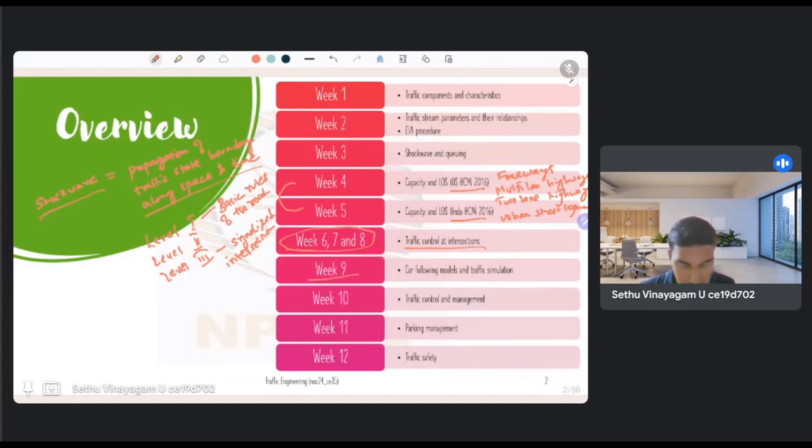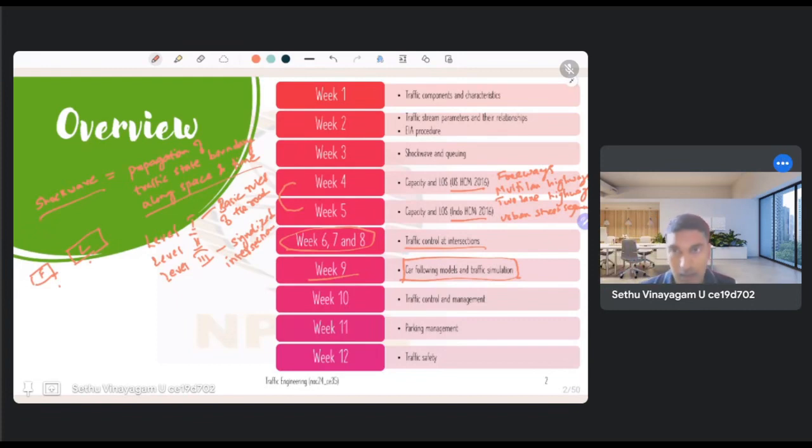And then moving on to week number 9, we were going into car following models and traffic simulation, right? So what is a car following model? Basically it is modeling the longitudinal movement of vehicles, right? We have two vehicles on the road. The vehicle in the front is called the leader vehicle, and the vehicle behind it is called the follower vehicle, right? Based on the movement of the leader, how does the follower respond to it? That process is modeled, and those models are called car following models, right?